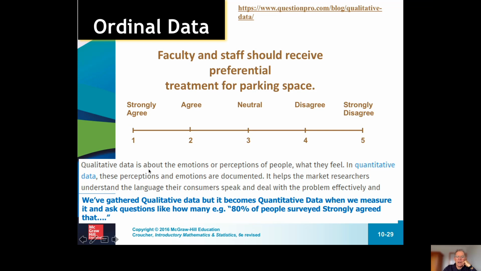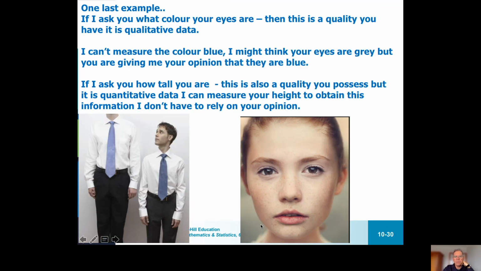Let's have a think about it. It's about the perceptions of people, their opinions, what they feel, and they're making a judgment. Quantitative data is where we would then gather that data and perhaps rank it. So I've just said here we gather qualitative data, but it becomes quantitative data when we measure it and ask how many: 80% of the people. Okay, so we've covered that.